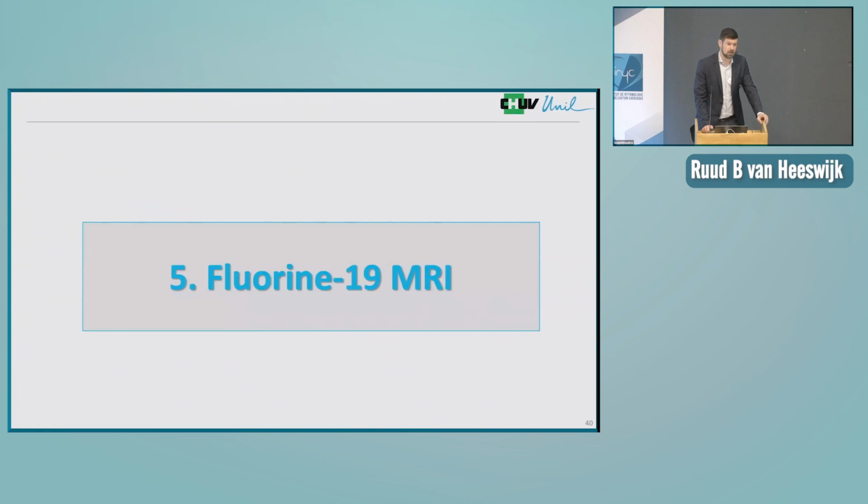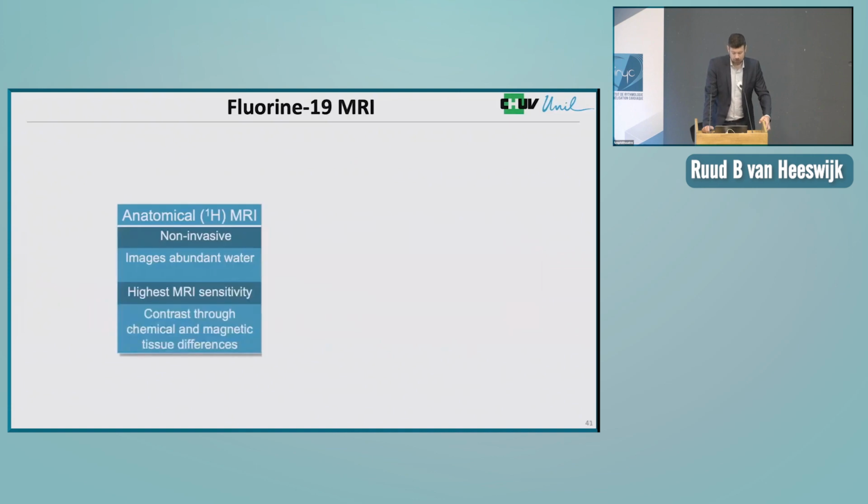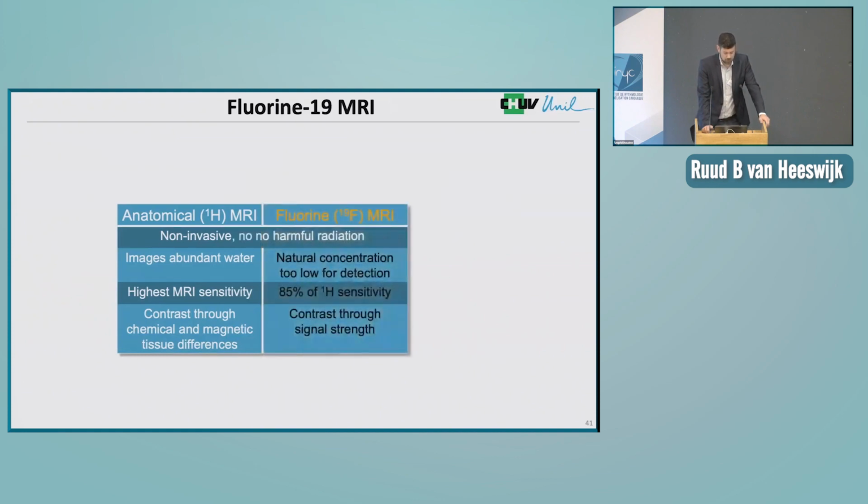So now I want to switch gears and talk briefly about fluorine MRI. So far we've been talking about anatomical imaging, so that's non-invasive, and it images abundant water. You have a very high MRI sensitivity, the highest gyromagnetic ratio of all nuclei, and you get contrast due to chemical and magnetic tissue differences. But you can also look at other nuclei, carbon, nitrogen, oxygen, etc., and amongst them fluorine.